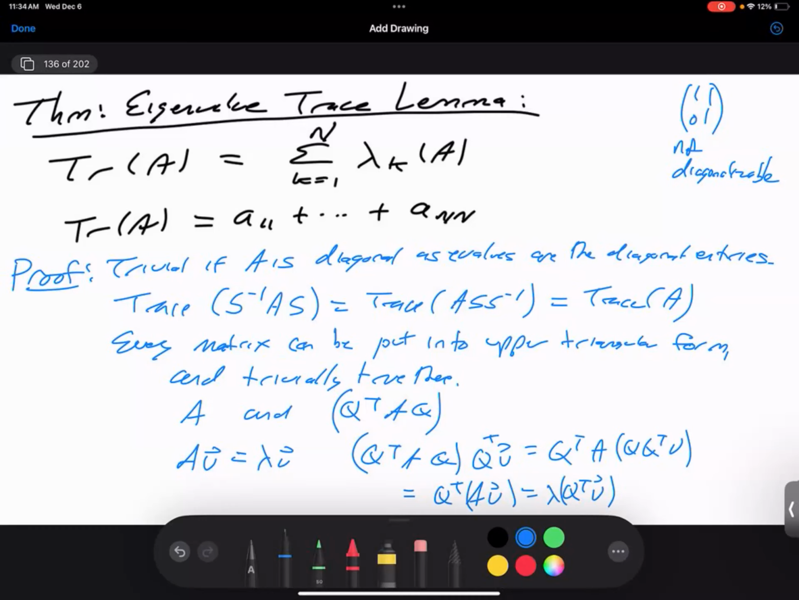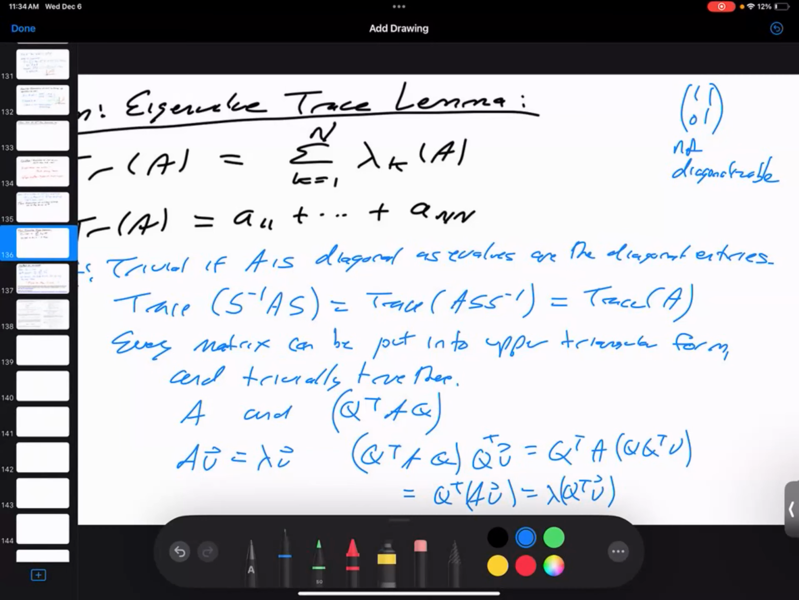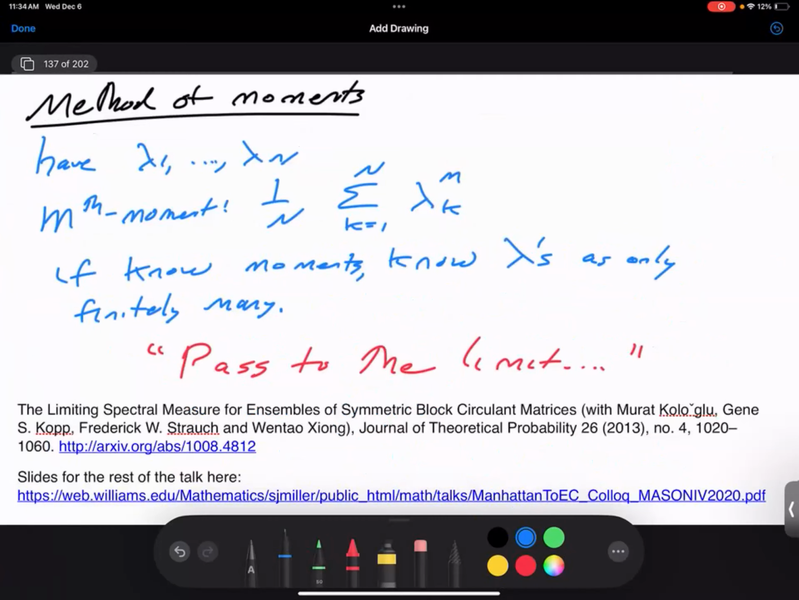If instead of looking at the trace of A, we looked at the trace of A to the M, you'd have the eigenvalues to the Mth power. Okay, and so the reason that this is useful is, let's say we want to understand the eigenvalues, lambda one to lambda N. And this is a general problem in mathematics. There's something that you want to understand that's a function of the things that you can actually work with. So I can work with the matrix elements, and I want to somehow pass from knowledge of the matrix elements to knowledge of the eigenvalues.